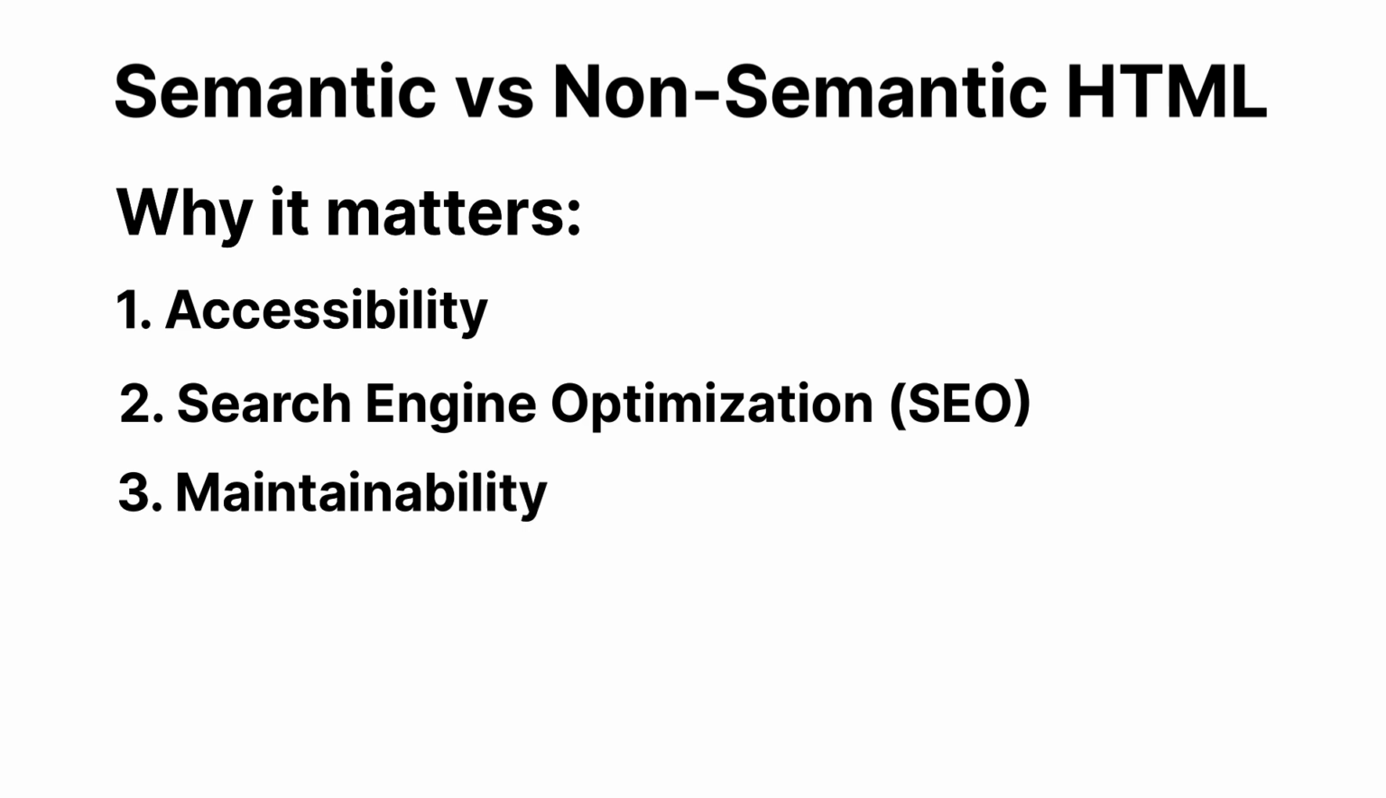3. Maintainability. When your HTML reflects the logical structure of the content, it's easier for you or another developer to understand and update later. 4. Future-proofing. Web standards evolve, but semantic HTML stays more consistent because it's based on meaning, not visual appearance. The general rule is, if a semantic tag exists for your content, use it. Only fall back to div tag or span tag when there is no semantic tag that fits.